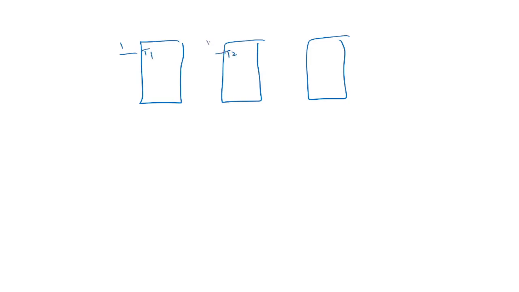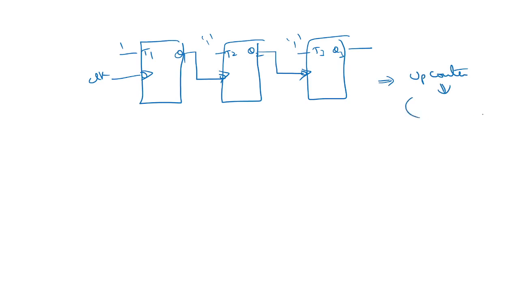T1, Q1 as a clock, Q2, Q3, correct? And there is a negative edge. Now this is acting as an up counter. To make it an up counter, what did we do? Negative edge triggering plus Q as a clock. We applied Q as a clock to the next flip-flop.